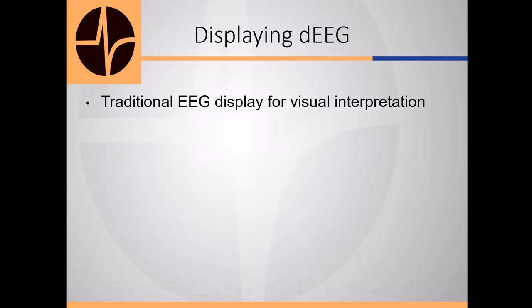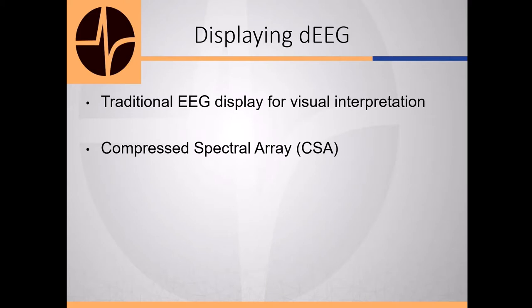So when displaying the EEG, you always want to have traditional EEG displayed at the same time. That's because of the computer saying GIGO, garbage in, garbage out. If you don't know what the EEG looks like going into that computerized, digitized EEG, what it's going to spit out is going to be garbage.